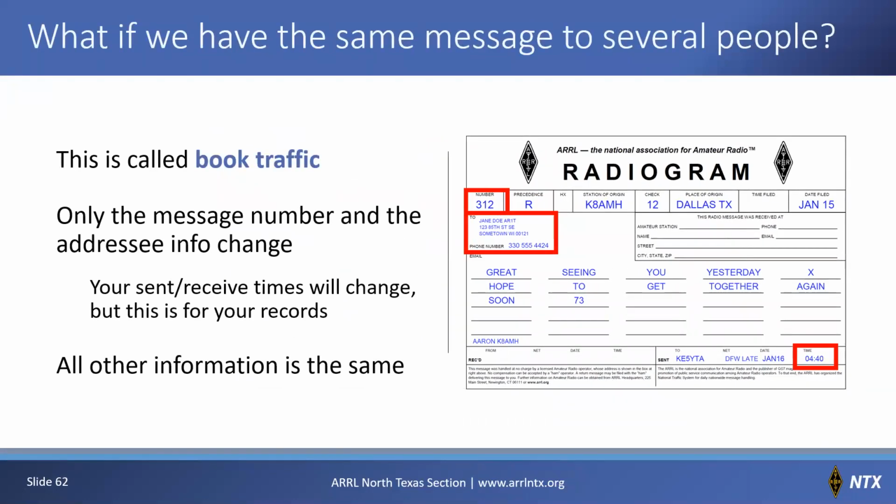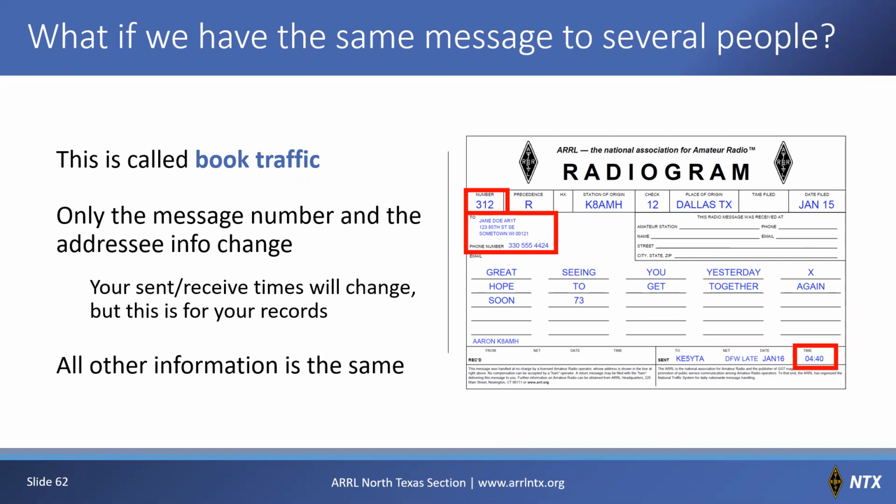What if we have the same, and again, questions in the chat, please. If you have the same message going to multiple destinations, and maybe a good example of this is Merry Christmas, hope you have a great holiday, or something like that. We will call that book traffic. I have the same message that's going to multiple destinations, and this helps us more efficiently move it through the system. So let's say I bring a book of 4. So I have 4 messages going to 4 different people, but it's all the same message. What we'll do with the traffic net is whatever stations are going to help with the relaying, everybody will listen and copy the common parts.